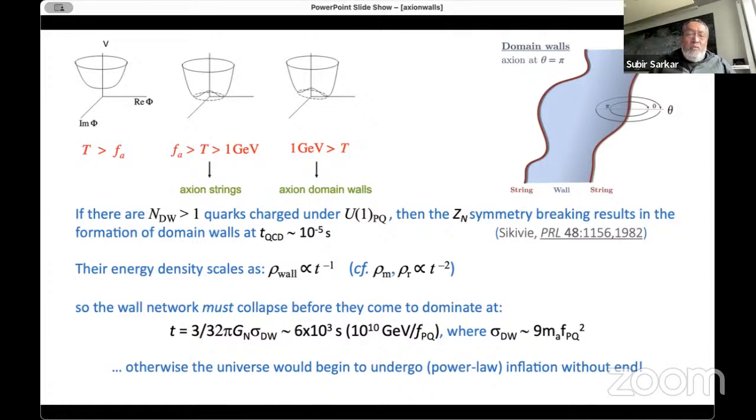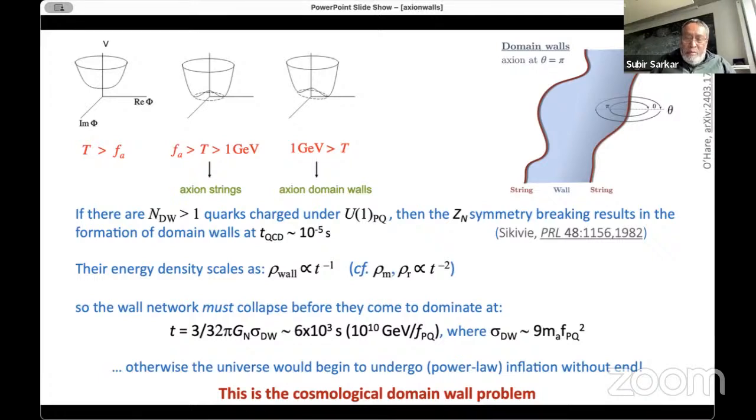And the reason why they need to collapse is because if the domain walls come to dominate, then you can easily see that they will actually start inflating the universe, not exponentially, but as a power law, right? But nevertheless, inflation. You might think, what's wrong with that? We could do with a mechanism for inflation. The problem is that this inflation will never end. So right from the QCD scale, the universe goes into eternal inflation, and we never get a hot Big Bang. That, of course, is not the universe we live in, and therefore this is a problem.